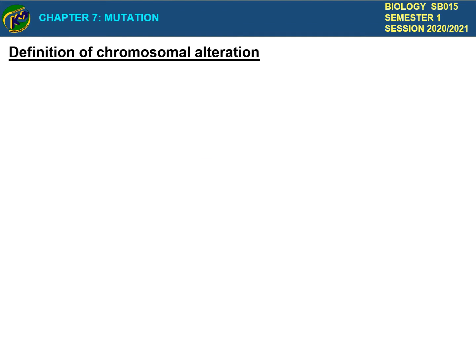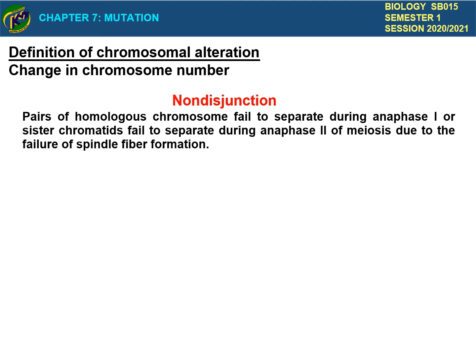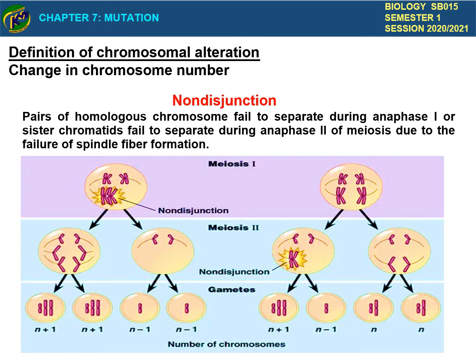While chromosomal alteration is change in chromosome number, and it occurs due to nondisjunction. Nondisjunction occurs when pairs of homologous chromosomes fail to separate during anaphase 1, or sister chromatids fail to separate during anaphase 2 of meiosis due to failure of spindle fiber formation.